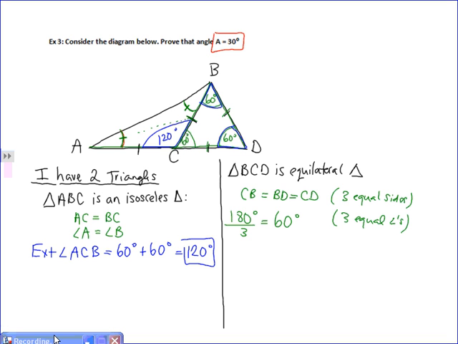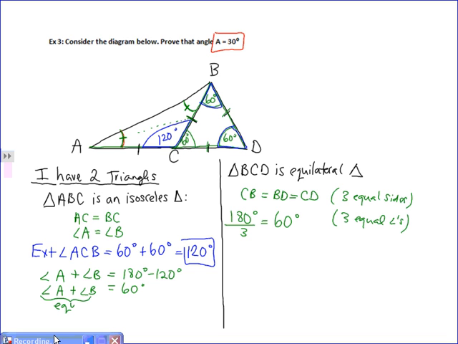So I know that angle A plus angle B are going to be equal to 180 degrees minus 120 degrees. So they're equal to 60 degrees. I also know that they're equal.